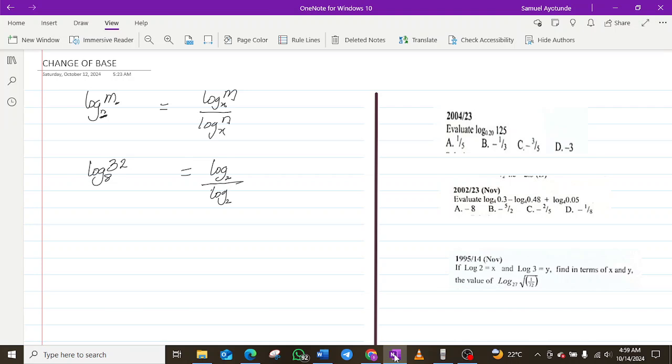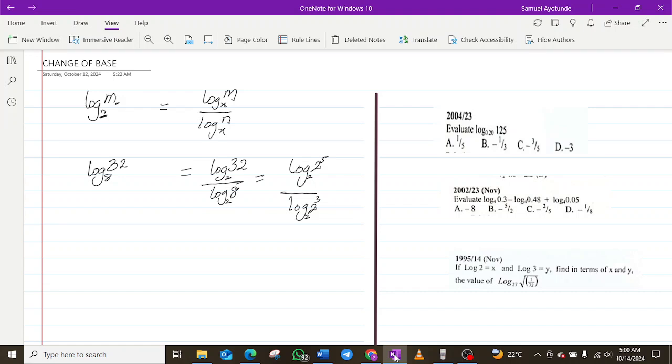So I've changed the base. Like I said initially, the argument will become the logarithm in the numerator, while the old base will become the logarithm in the denominator. So I have this. Therefore, I can simplify further: 32 is the same thing as 2 raised to power 5, base 2, and 8 is the same thing as 2 raised to power 3, base 2.